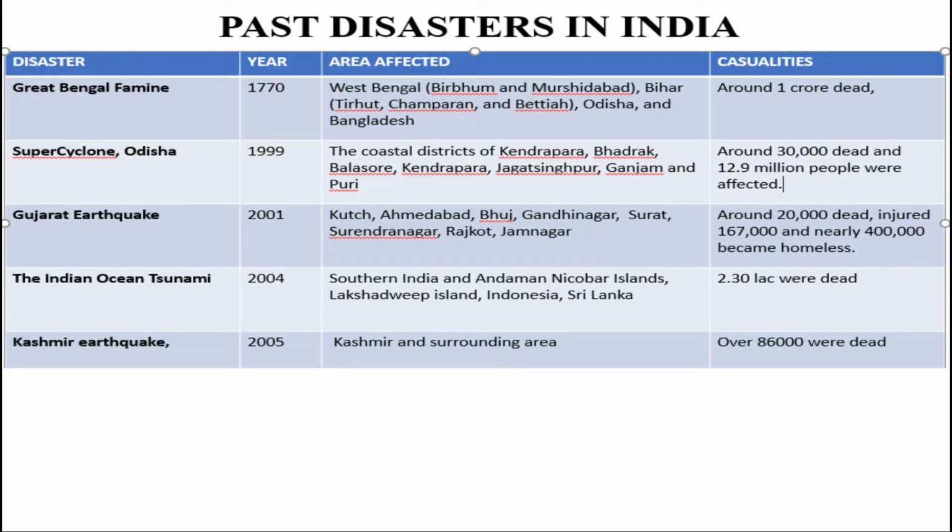Next occurred the Gujarat earthquake in 2001, and it affected most of the districts in Gujarat. It was reported that 20,000 people were killed in it and many more were injured. Next, in 2004, there came the tsunami. It affected the coastal regions of South India, Andaman and Nicobar Islands, Lakshadweep Islands, Indonesia as well as Sri Lanka. Around 2.30 lakh people were dead. Next came the Kashmir earthquake in 2005. Kashmir and surrounding areas were affected. Over 86,000 people were killed in it.